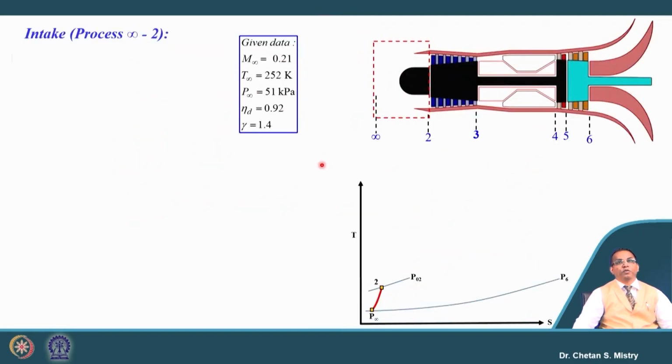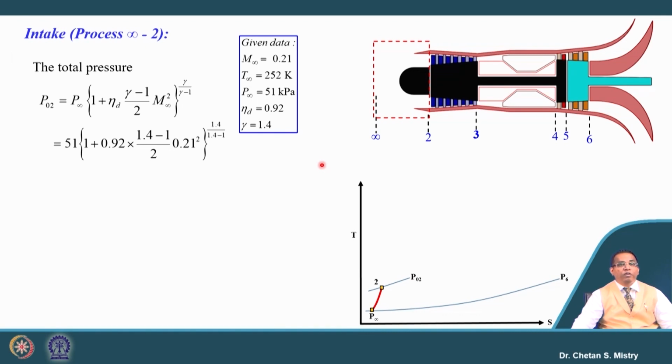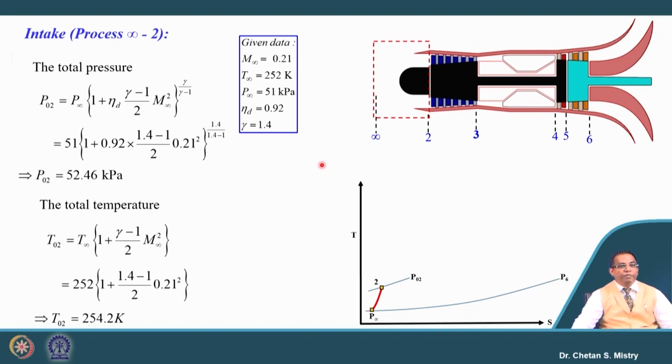Okay. Let us look at an example where the first component is the intake. The flying Mach number is given, it is 0.21. Temperature and pressure are given, 252 Kelvin and 51 kilopascal. Diffuser efficiency is 92%. Based on that, we can calculate our outlet total pressure, and this pressure comes to be 52.46 kilopascal. Similarly, we can calculate the outlet temperature, which comes to be 254.2 Kelvin.